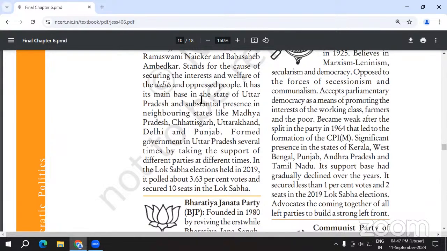At least 4 states only is required. Now its support base is there in so many states. Uttar Pradesh, of course, it is there. Then Madhya Pradesh, Chhattisgarh, Uttarakhand, Delhi, and Punjab. So with supporters in these many states of India, it can definitely be called a national party.